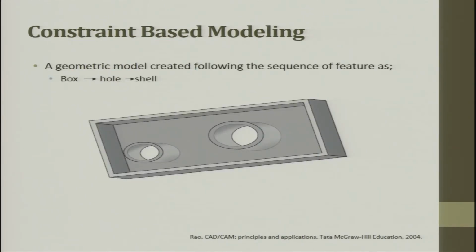A geometric model is created following the sequence of features as shown here. First we create a box, then we create a hole, and then we create a shell. What is a shell here?